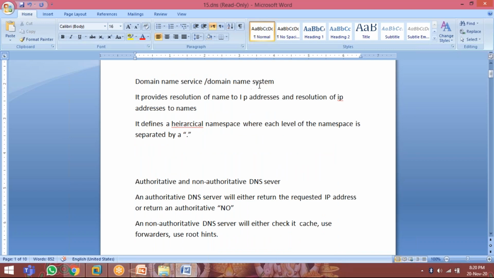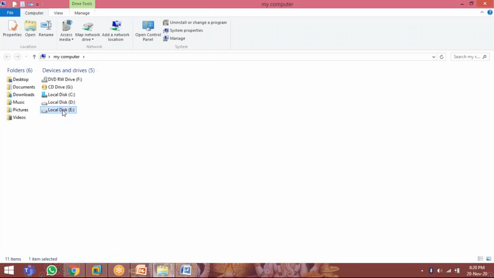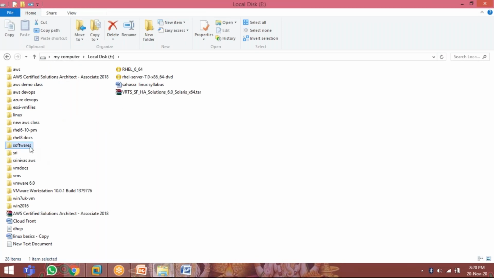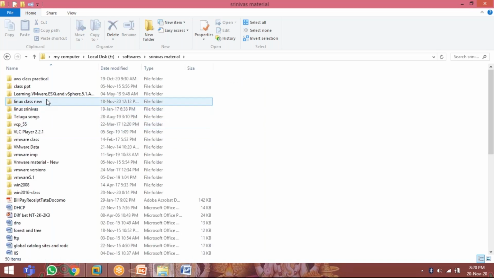So domain name service or domain name system provides name resolution of names to IP addresses and IP addresses to names. It defines a hierarchical namespace where each level of the namespace is separated by a dot. So dot means root to the DNS server. First you have to know the top level domains, because what is the structure of DNS? Sometimes they will ask the question in interviews. Like in Linux, what is the file system structure? The root file system structure. Like that, in DNS also we have a structure.